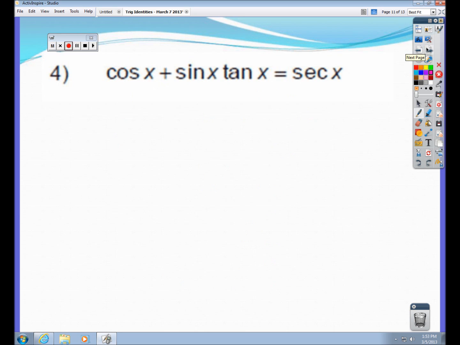Okay, so number 4. This time I would not start on the right side because the right just says secant. It's very difficult to take one function and expand it into multiple. But if I've got 3 functions on the other side, I can't add those together the way they are, and I've got 3 different functions. So let's change everything to sines and cosines. So let's leave this as cosine. We're going to leave the sine like it is, but tangent has a quotient identity. Tangent is equal to sine over cosine. And since that's a fraction, I'm going to make the rest of these into fractions by putting them over 1.